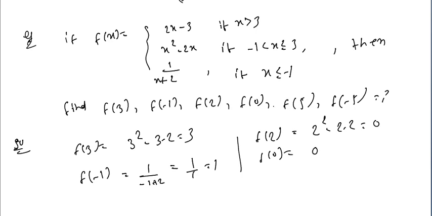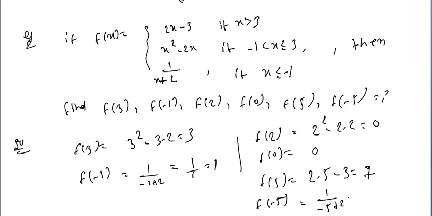And find f of 5. Search where 5 is lying. 5 is lying in this section because x is greater than 3. So f of 5 is equal to 2 into 5 minus 3, that is equal to 10 minus 3, 7. And for f of minus 5, just search where minus 5 is lying. Minus 5 is lying in this section. So f of minus 5 is equal to 1 divided by minus 5 plus 2, that is equal to minus 1 by 3.